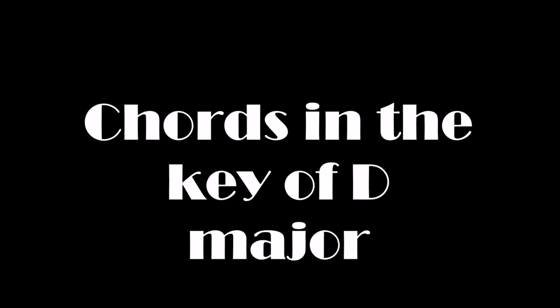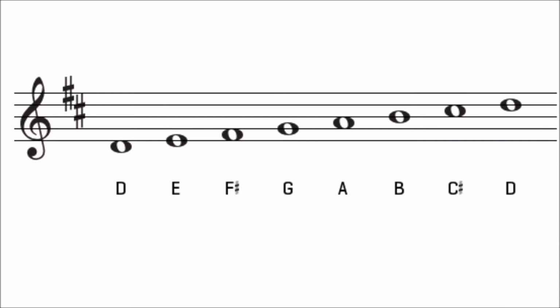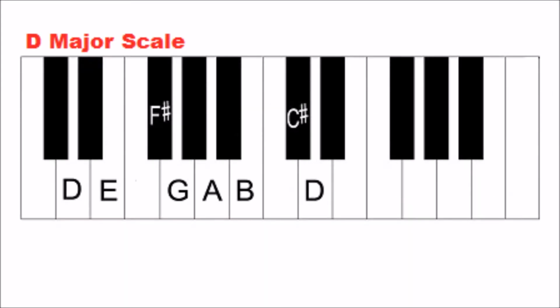What are the chords in the key of D major? First of all, you need to know the notes in the key of D major, or the notes of the D major scale. There are two sharps in the key of D major. These sharps are F sharp and C sharp. The notes of this key are D, E, F sharp, G, A, B, C sharp.